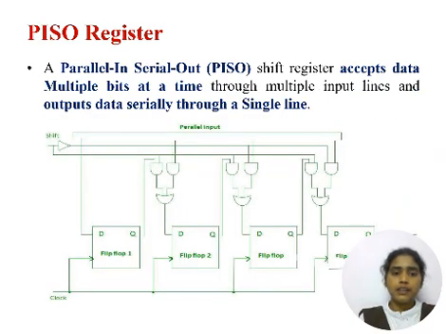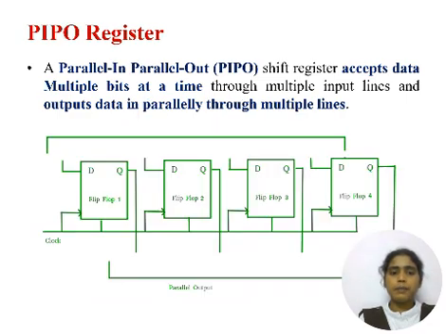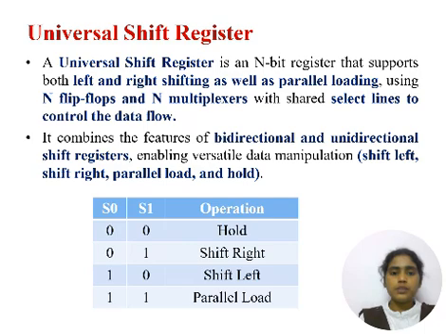Parallel in, serial out. It is a shift register that accepts data multiple bits at a time through multiple input lines and outputs data serially through a single line. Parallel in, parallel out. It is a shift register that accepts data multiple bits at a time through multiple input lines and outputs data in parallel through multiple lines.